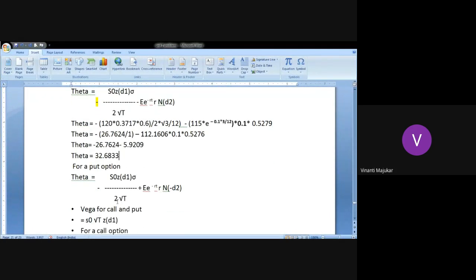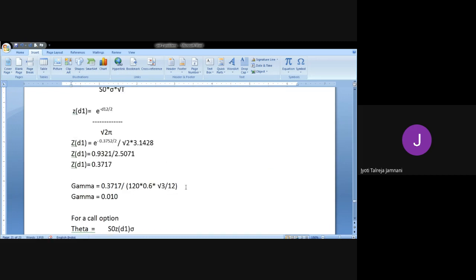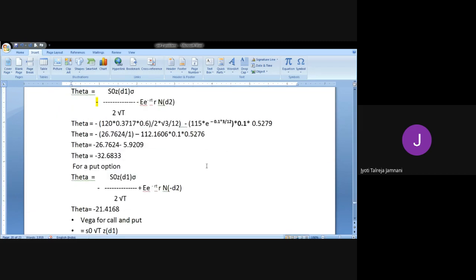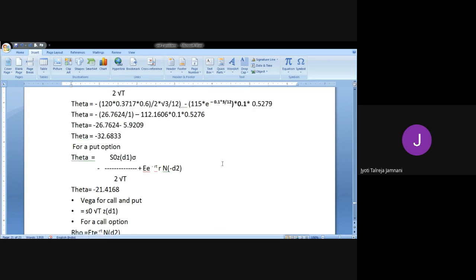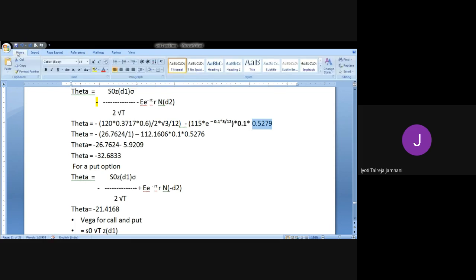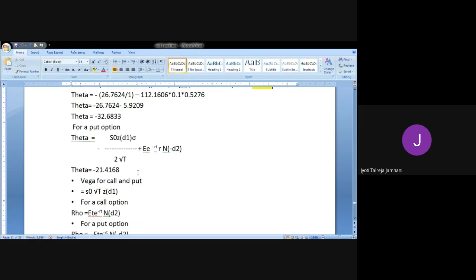Yes, ma'am. Now theta for put option, I'll give you the answer. You can try it at home. Minus 21.4168. The same method we're going to use which we did above. Only difference here is instead of N(d2) we take N(minus d2), which you have found for put option already, N(minus d2) 0.4721. So you need to take that. Rest everything is same. So only this value is changing. Change it and see, this is the answer you will get for theta.